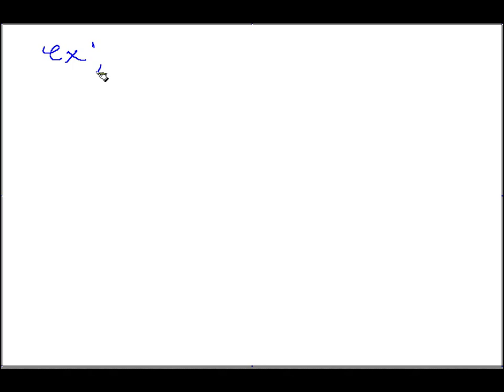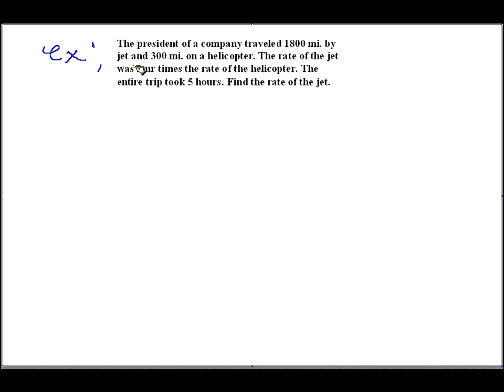Okay, let's use that table. So it says: the president of a company traveled 1,800 miles by jet and 300 miles on a helicopter. The rate of the jet was 4 times the rate of the helicopter. The entire trip took 5 hours. Find the rate of the jet. So I want to know how fast the jet is going.